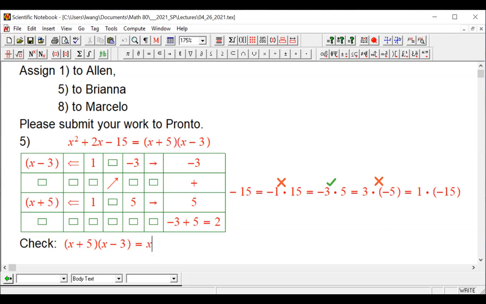So x times x is x squared. x times negative 3 is negative 3x. And 5 times x, and negative 3 times 5, that's minus 15. So in the end, when we combine the like terms, we got x squared plus 2x minus 15. And this piece has to match the given perfectly. Do you get it?